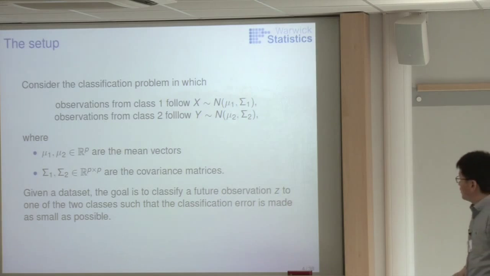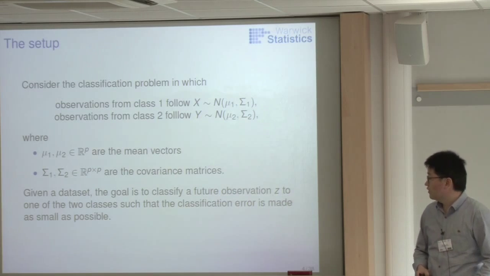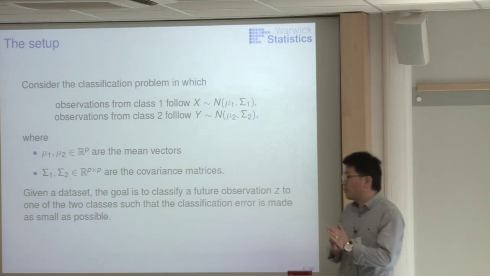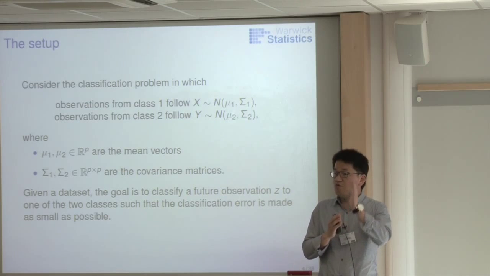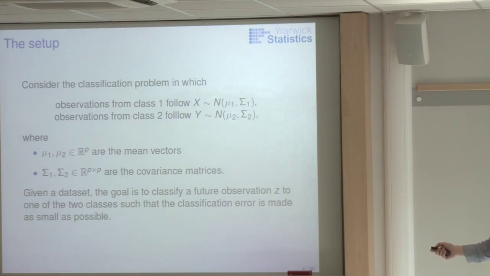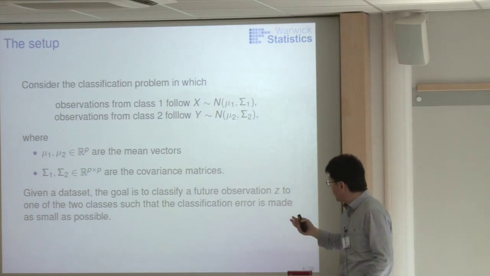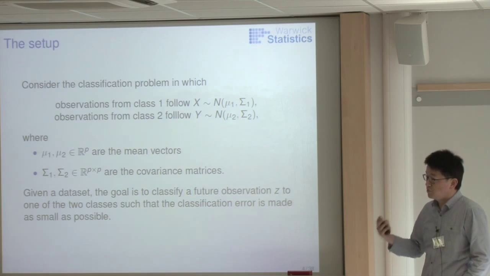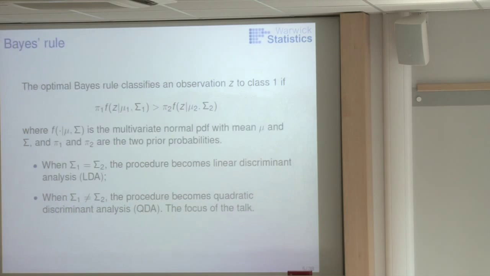We can consider observations from two classes, and assume that observations from class 1 follow a multivariate normal distribution, and observations from the other class follow another multivariate normal distribution. Of course, in practice, we are going to look at much more complicated situations in which we have many more variables to worry about, not just two. Here mu1 and mu2 are the two p-dimensional mean vectors, and sigma1 and sigma2 are the two covariance matrices. Given the data set, the goal is to classify a future observation, say Z, to one of the two classes, such that the misclassification error is as small as possible. That's the setup of the problem.